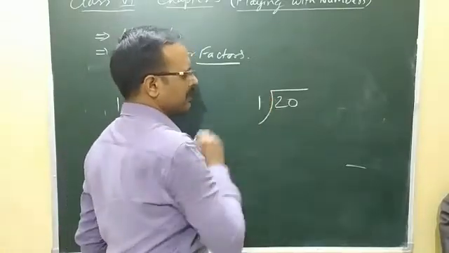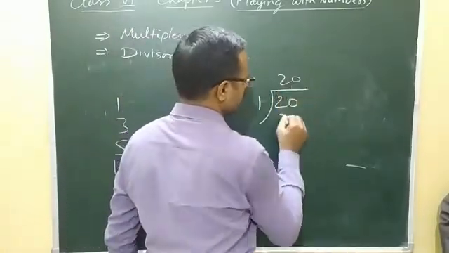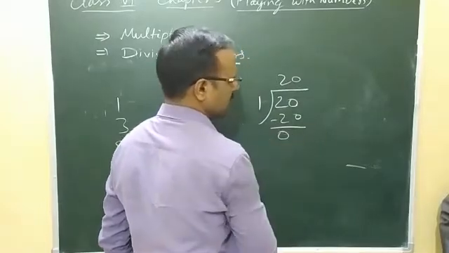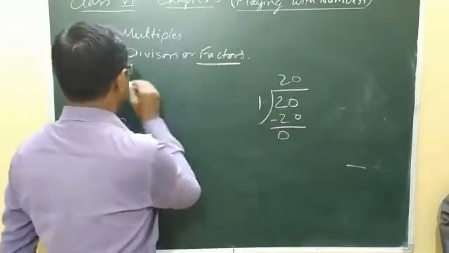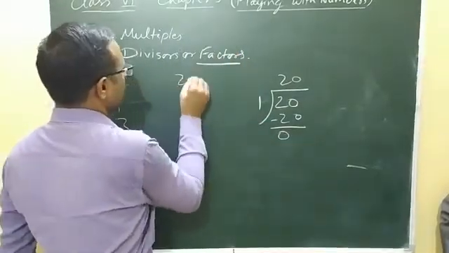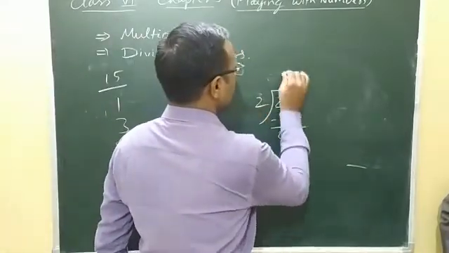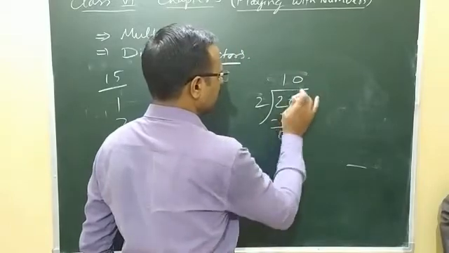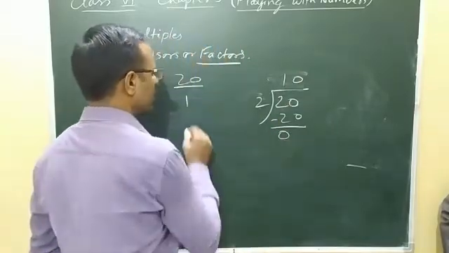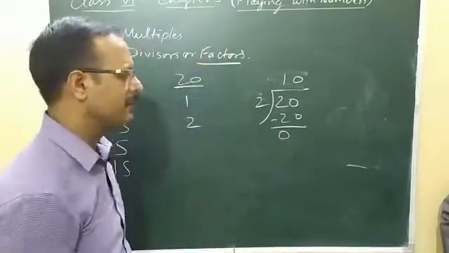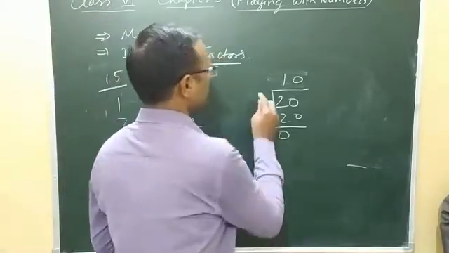Is it divisible by 1? Yes, it is divisible, so you will get remainder 0. So 1 is a divisor of 20. Can it be divided by 2? Yes, it can be divided by 2 also. You are getting remainder 0. So 2 will also divide 20. Let us take another number, 3.